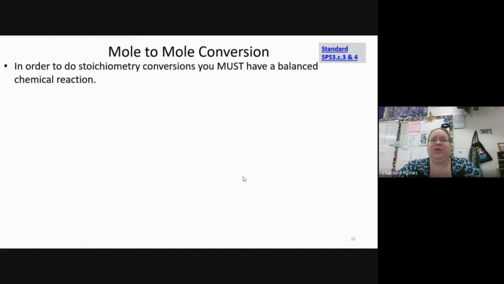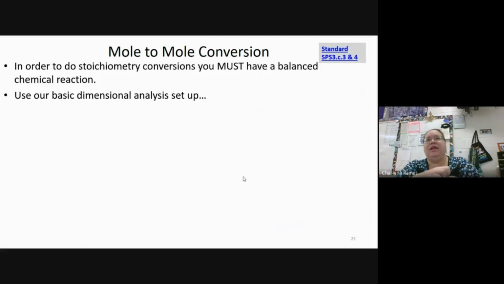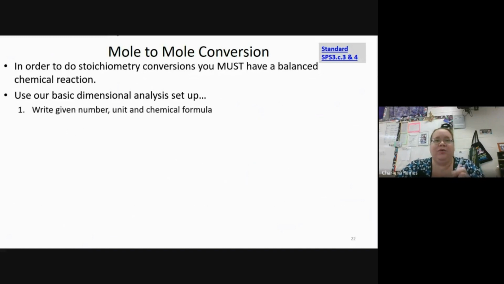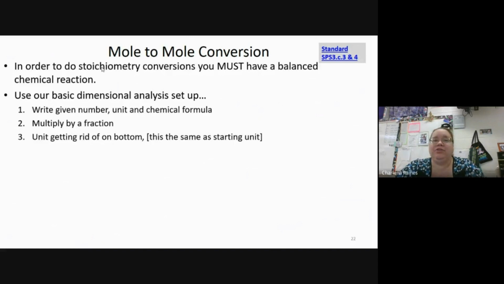So mole conversions are really no different than what we saw yesterday. There is that added step of, if I don't have the balanced equation, I have to balance it. We use our same dimensional analysis setup. The first thing that's got to hit the page is the number in the problem. You write your given number, its unit, its chemical formula. And then you multiply by a fraction. That fraction piece is the key to dimensional analysis. When we're setting up the fraction, the unit that we start with, that unit and chemical formula, has to go in the bottom.